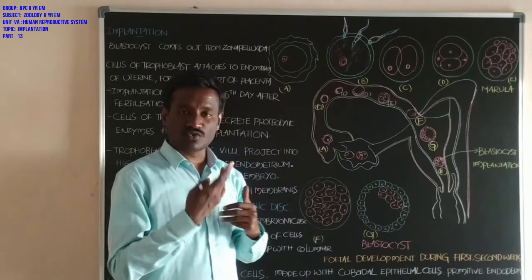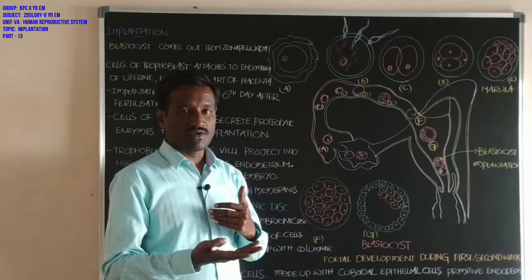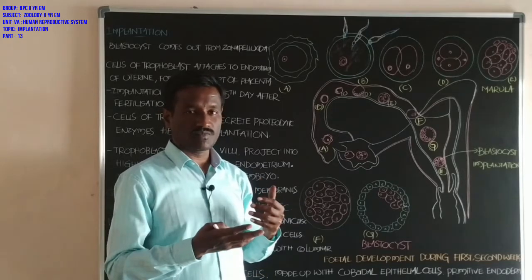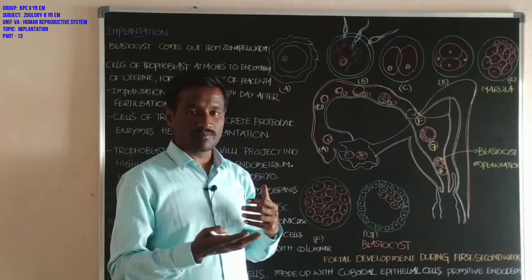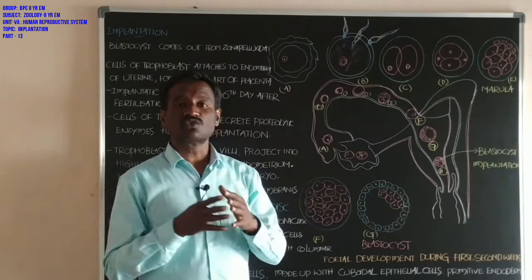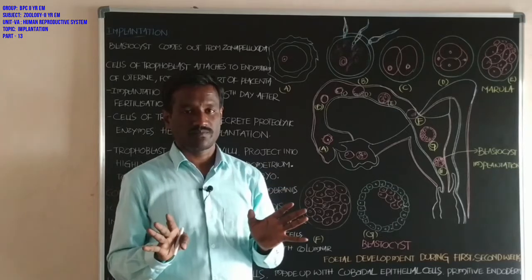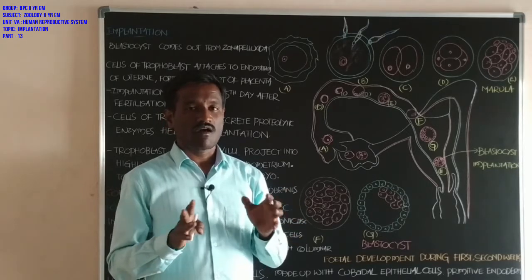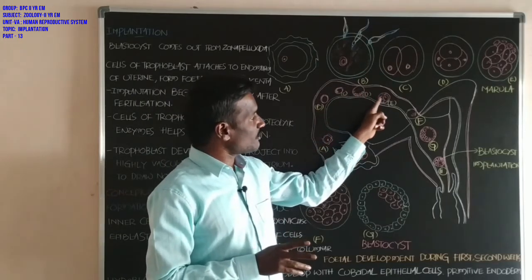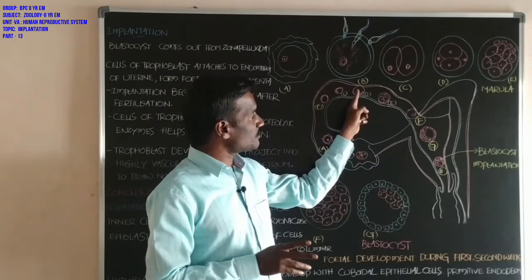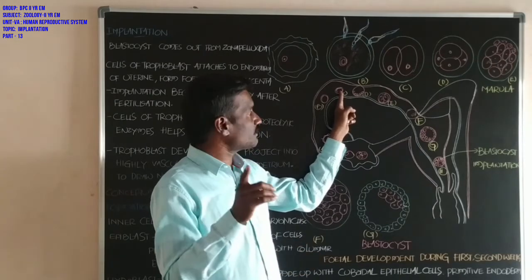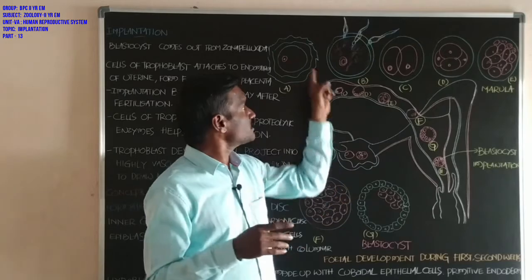The zygote goes through gradual, sequential development, which are called morula, blastula, and blastocyst. The blastocyst goes to implantation on the wall of the uterus. Student, in the sequential developments, the zygote is only one cell that goes on to divide.